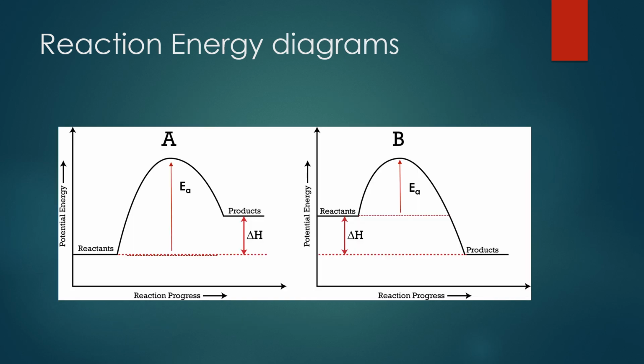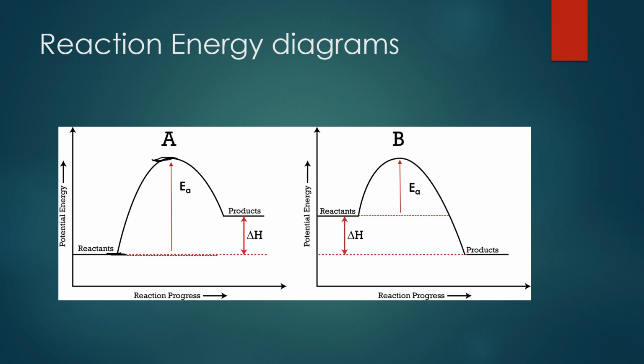So let's look at a few more reaction energy diagrams and kind of pick them apart so we can get used to what type of information we can glean from them. So in this first one here, remember the activation energy is the energy needed to get the reaction going. And that's always the distance from where the reactants are up to the top of the hill.